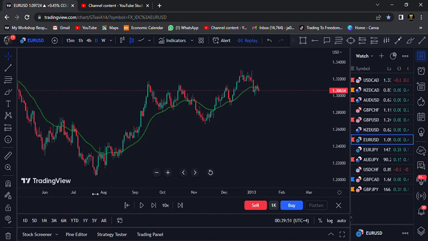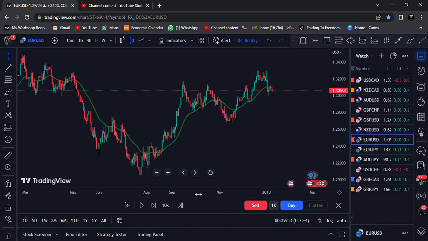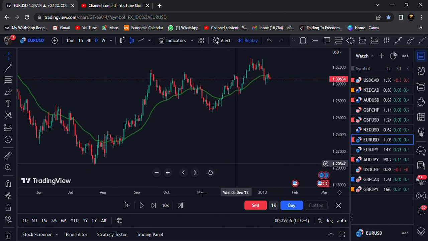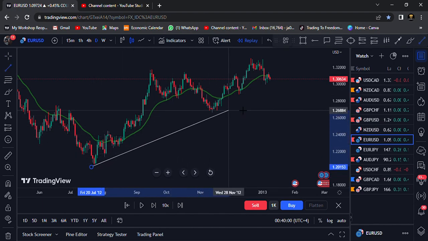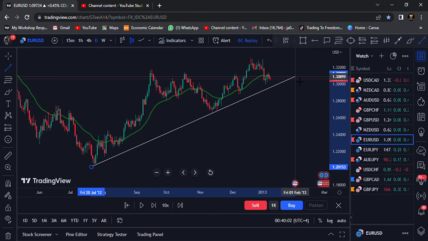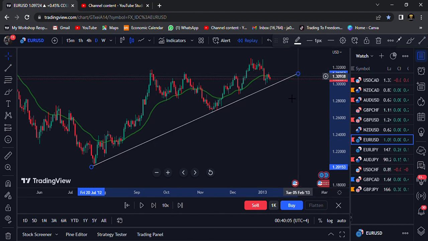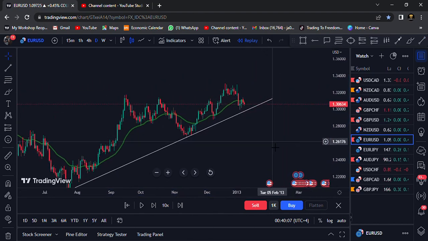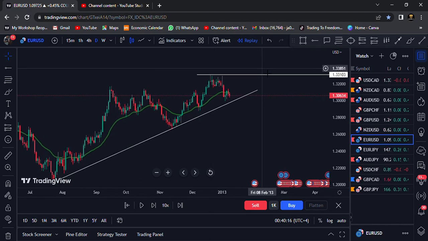So as usual, we go with the market structure. We put our guards. Always don't forget, guys, you have to put your trend lines to know the direction of the market. Second thing, key levels. It is as simple. If you make it more complicated than this, then the market is not for you. You have to make it very simple so that you understand also very simply.